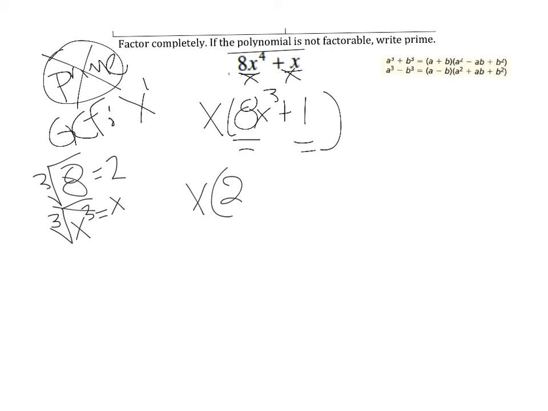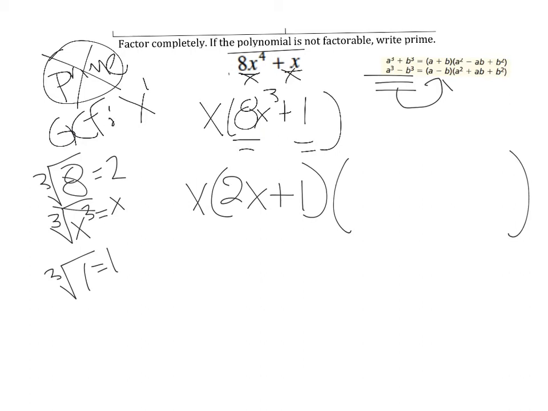So now we have a 2x. Then we're going to have to see if 1 is a perfect cube root. Plug it into the calculator and it says 1. So we got 1 right there. So we got the beginnings of our pattern.